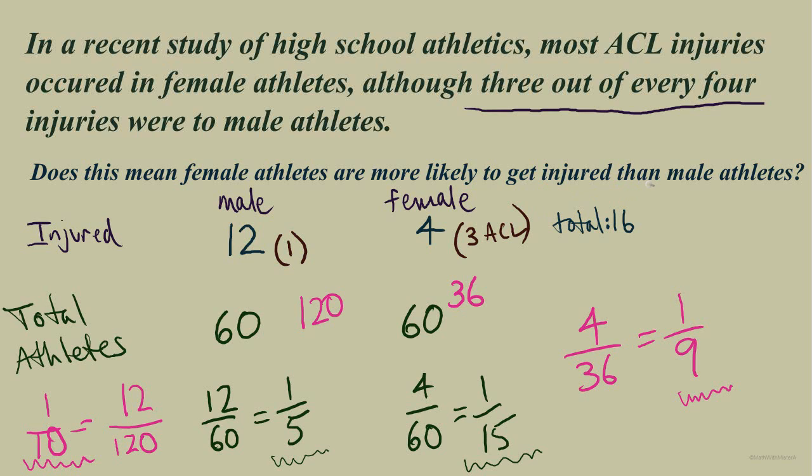And key missing information are these reference values. How many athletes, how many males, and how many females are we actually looking at?